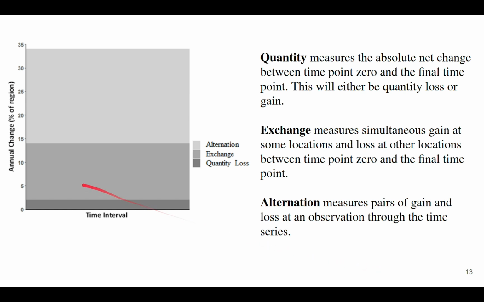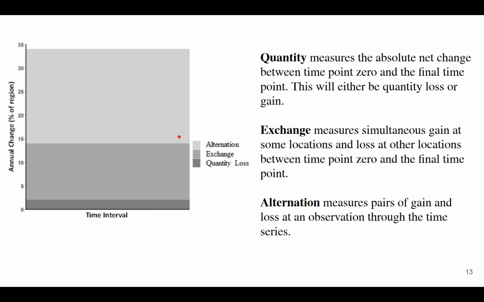In the previous graphic, the vertical axis is annual gross change as a percentage of unified size. The figure shows 3 components of change. Quantity measures the absolute net change between time point 0 and the last time point. This will either be a quantity loss or gain, which the legend specifies.